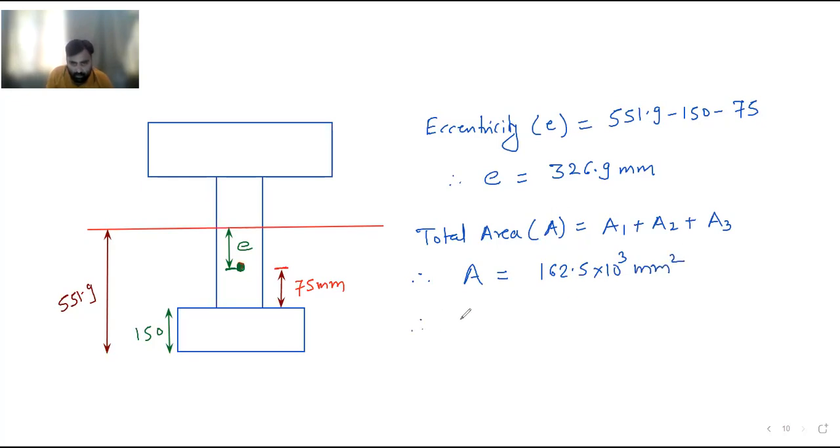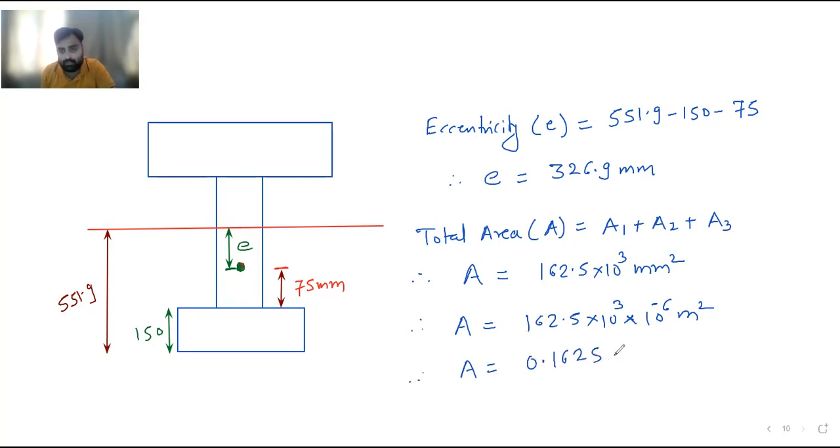So I want to convert it into meter square. So area is equal to 162.5 into 10 raised to 3. 1 mm is equal to 10 raised to minus 3 meter. So 1 mm square is equal to 10 raised to minus 6 meter square. So therefore, your area will be 0.1625 meters square. This is the area.